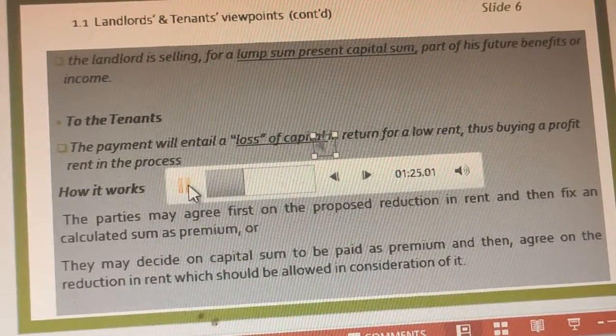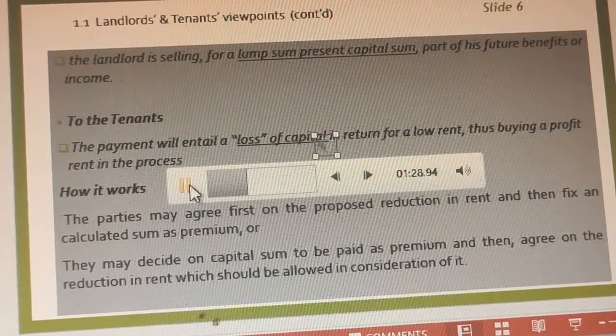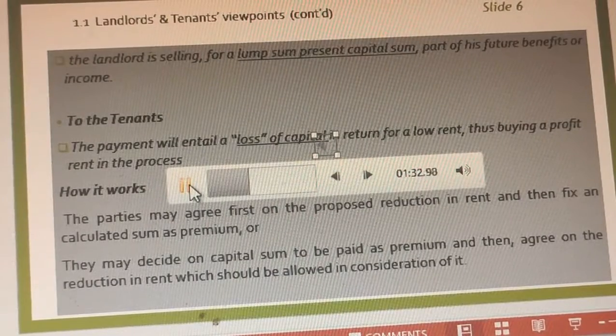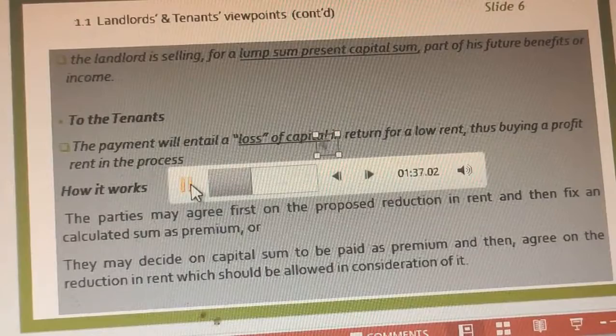But we are just trying to conceptualize this. What the tenants might be thinking is losing, and what the landlord might be thinking is doing with that transaction. Then how does it work?